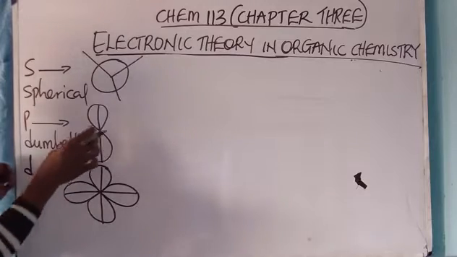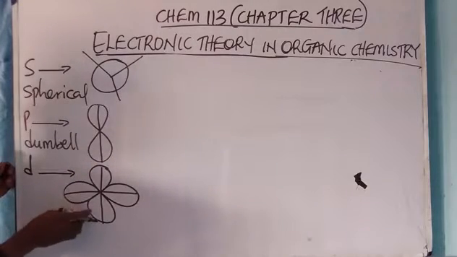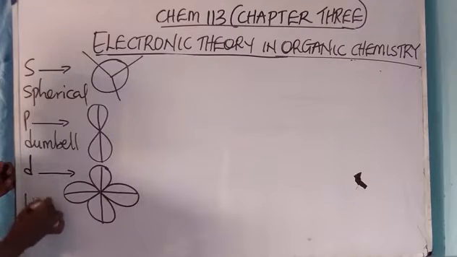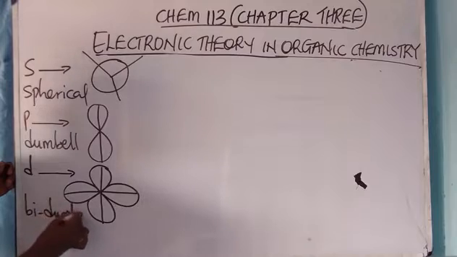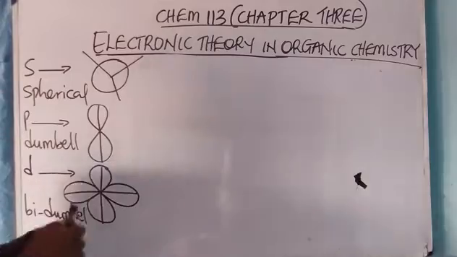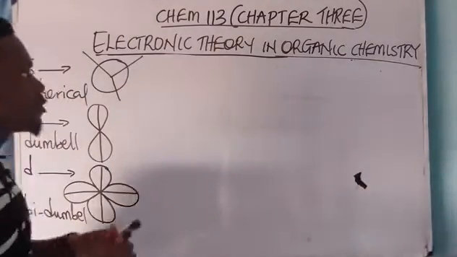Which means that the combination of two p orbitals gives what? D orbital. Look at pp, and that becomes what? Dumbbell. Then the f orbital is what? Complex in form. Now, how do we form bonds?